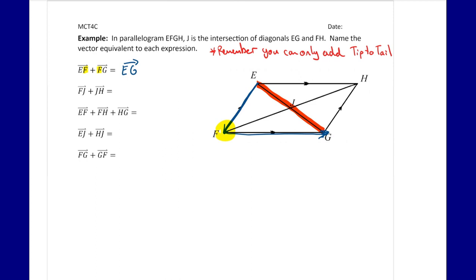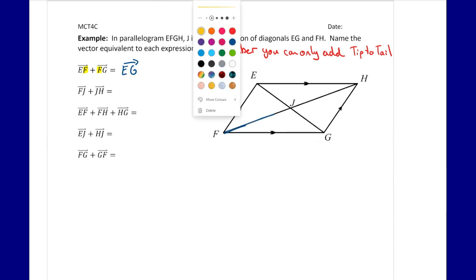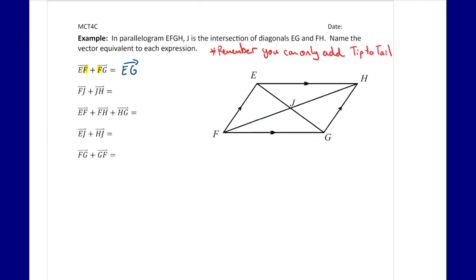So again, that's just one thing you can look for when you're adding vectors in this kind of situation. You're looking for, do the two middle letters match? So FJ is the next one. So F to J, we use this gold one just to make it a little bit clearer. So F to J, and then J to H.